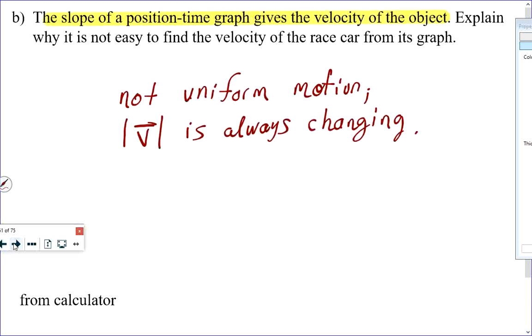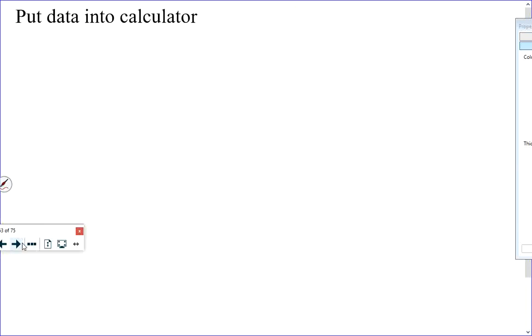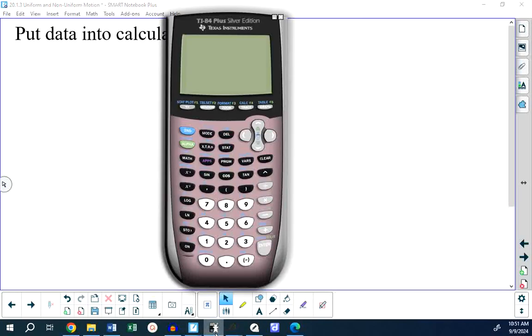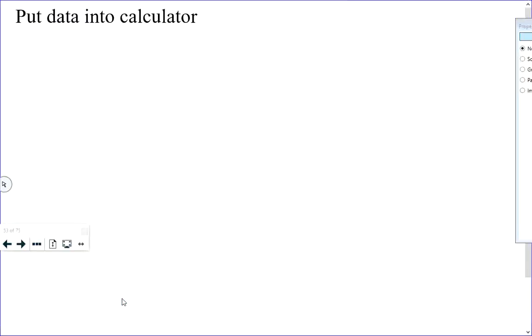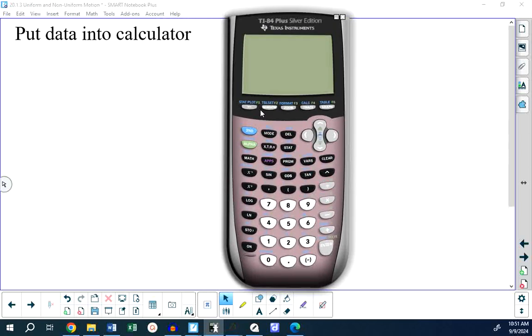The first step is going to be to put the data into the calculator. We already know how to do that. Okay, let me grab my calculator. We already know how to do that. We go stat, edit.